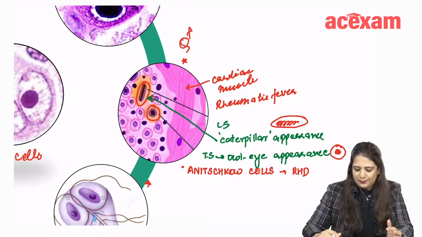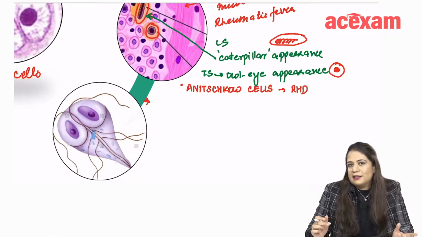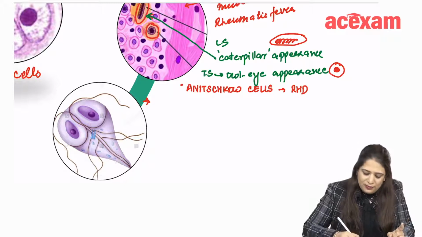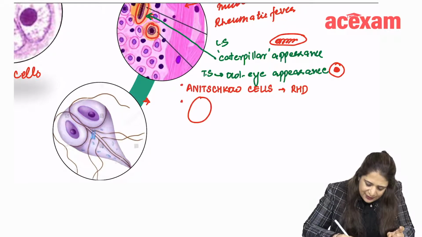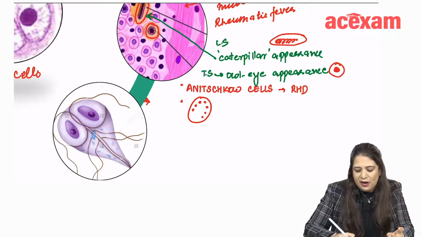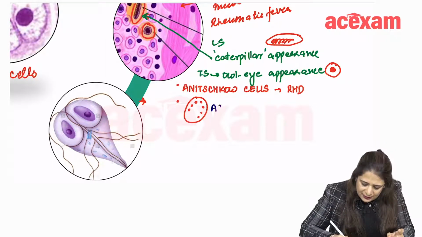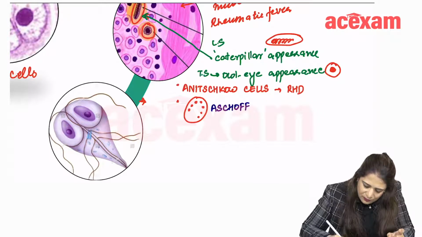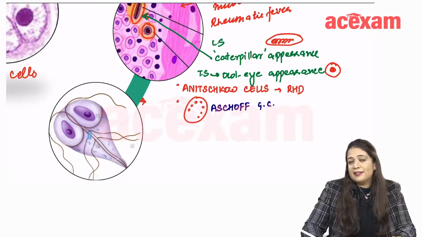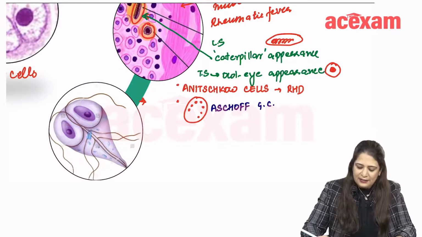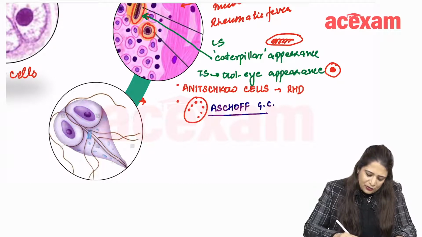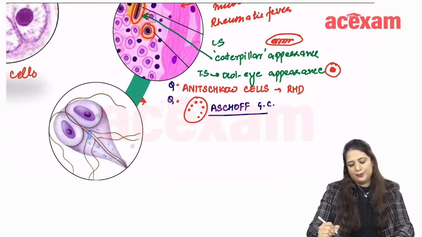Now, when we are discussing the Anitschkow cells, also remember that there are certain giant cells which are seen in the same condition, that is the RHD. What is the name of those giant cells? Those giant cells are known as Aschoff giant cells. So, these giant cells are seen in rheumatic heart disease and known as Aschoff giant cells. So, this is also a question for you.